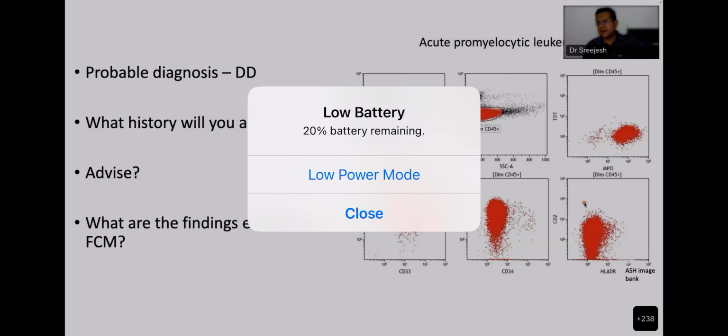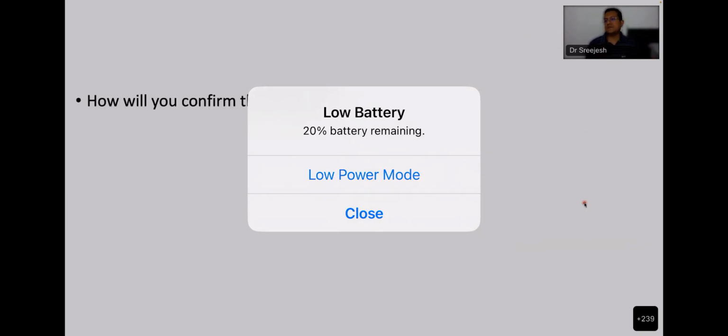So you're suspecting acute promyelocytic leukemia and you are doing flow cytometry. But how will you confirm whether this is APML or a maturation arrest? Genetic studies. You have different methods. So what do you want to demonstrate in this case?